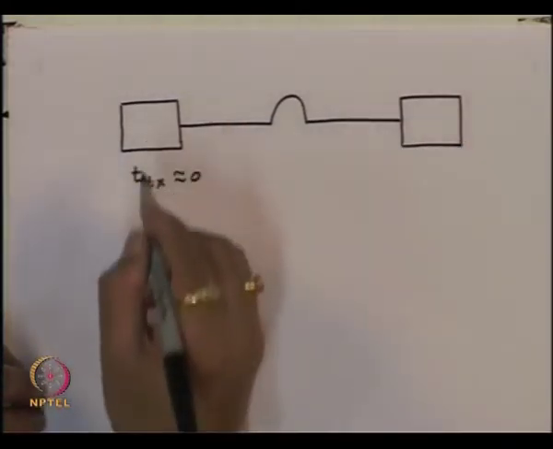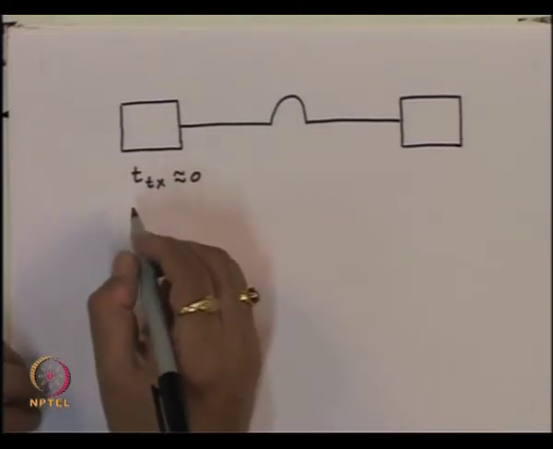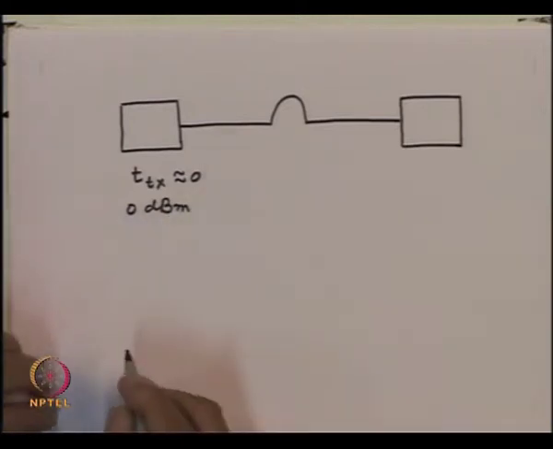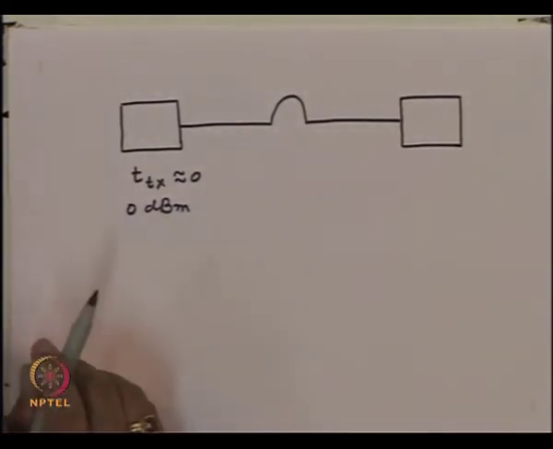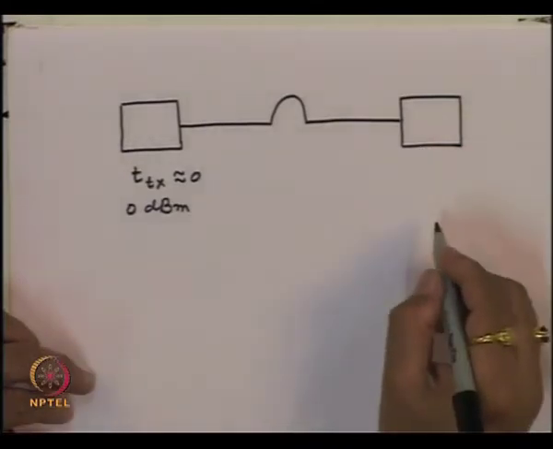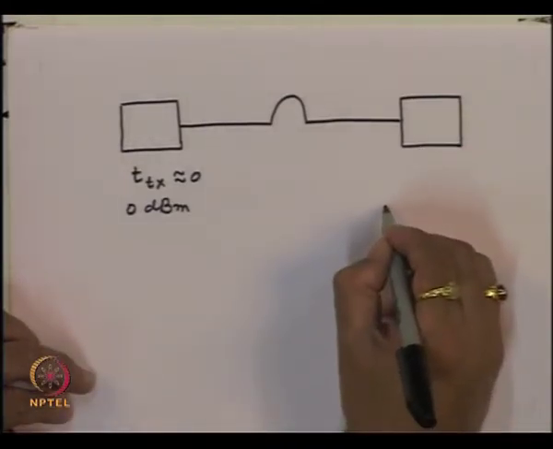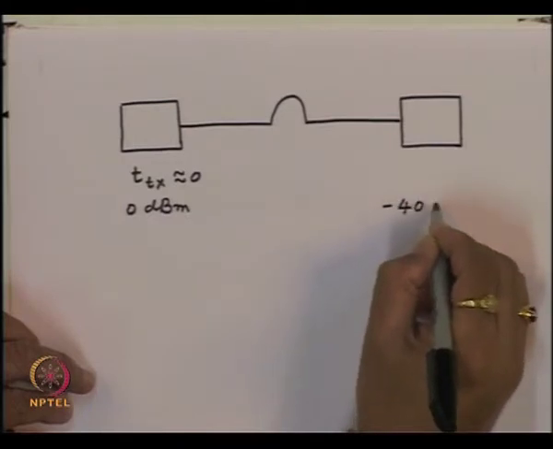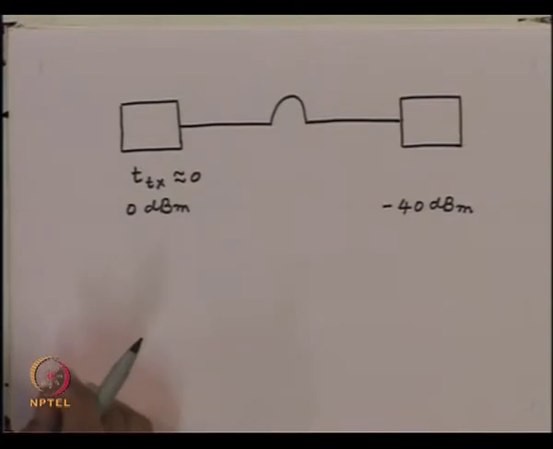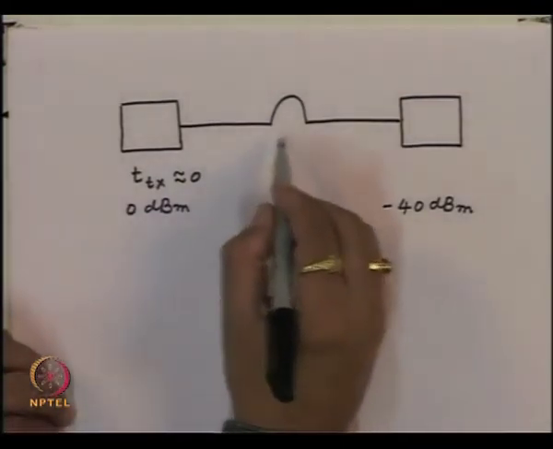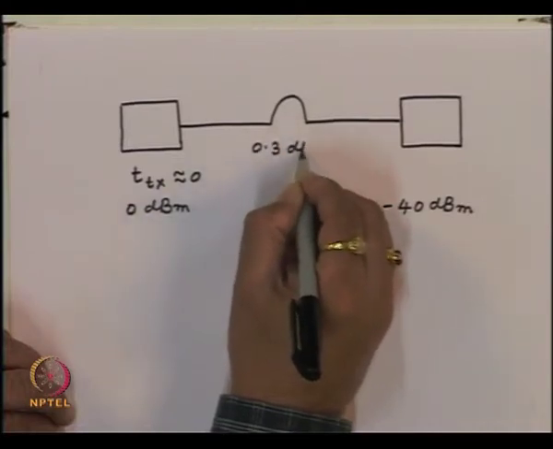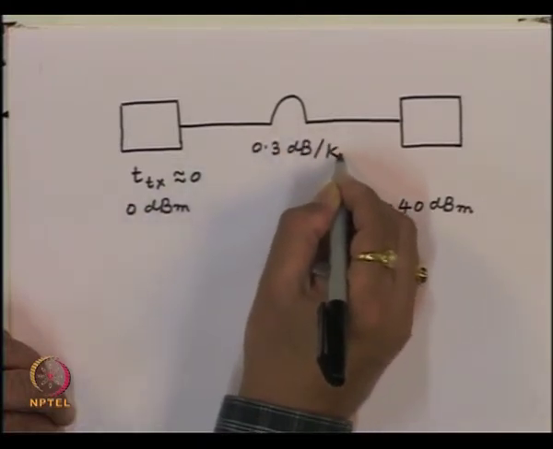Let us say the transmitter is transmitting a power of 0 dBm, that is 1 milliwatt, and the minimum detectable power which I require here is, let us say, minus 40 dBm. And a typical fiber has a loss of about 0.3 dB per kilometer.